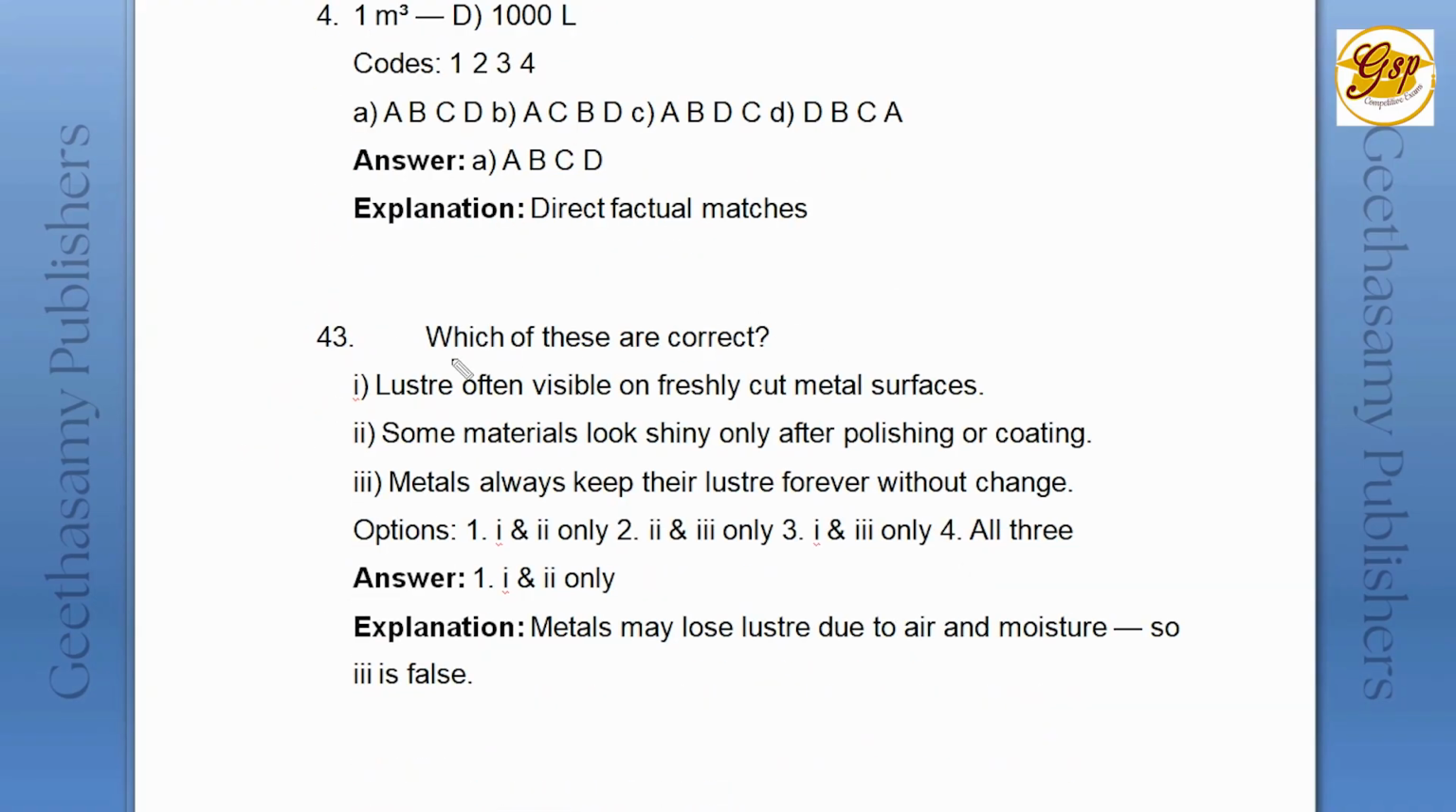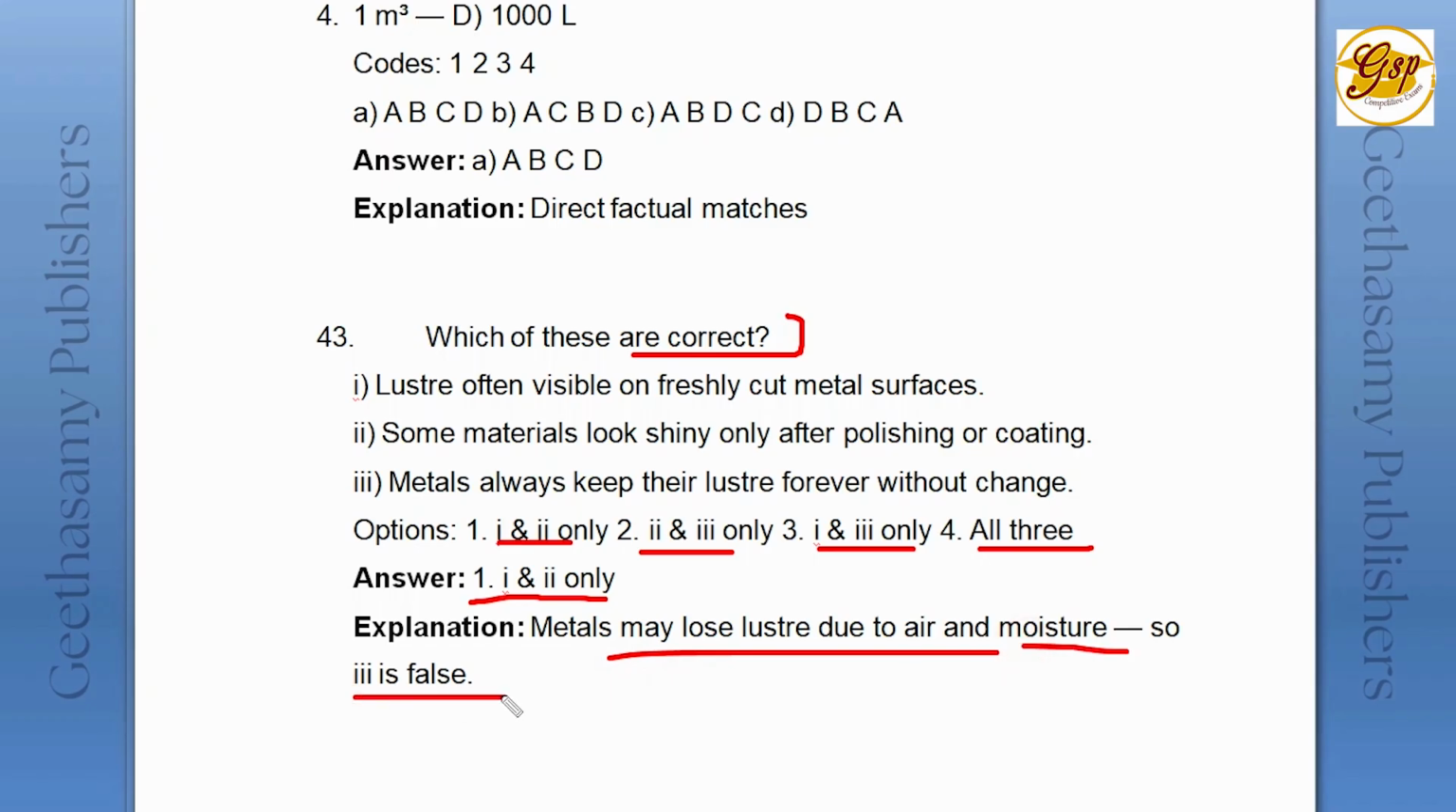43rd question. Which of these are correct? 1, luster is often visible on a freshly cut metal surface. 2, some materials look shiny only after polishing or coating. 3, metals always keep their luster forever without change. And that is not a correct statement. 1 and 2 only, 2 and 3 only, 1 and 3 only, all 3. So the correct statements are 1 and 2 only, because 3 is wrong. Metals may lose luster because of air and moisture. So the third is false.